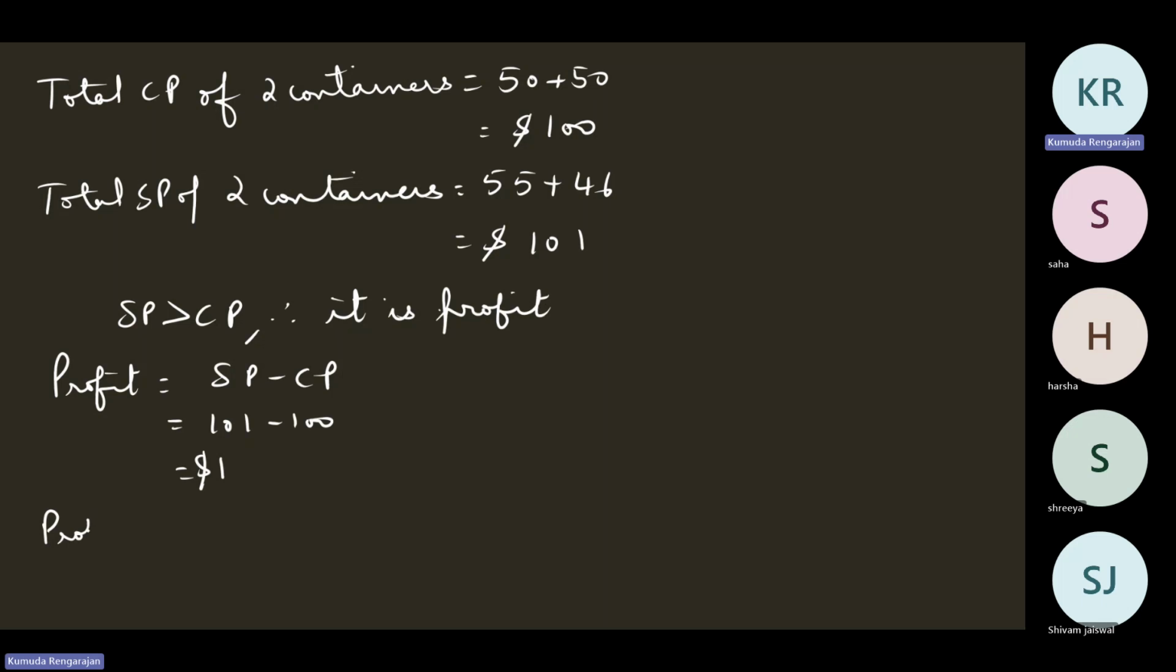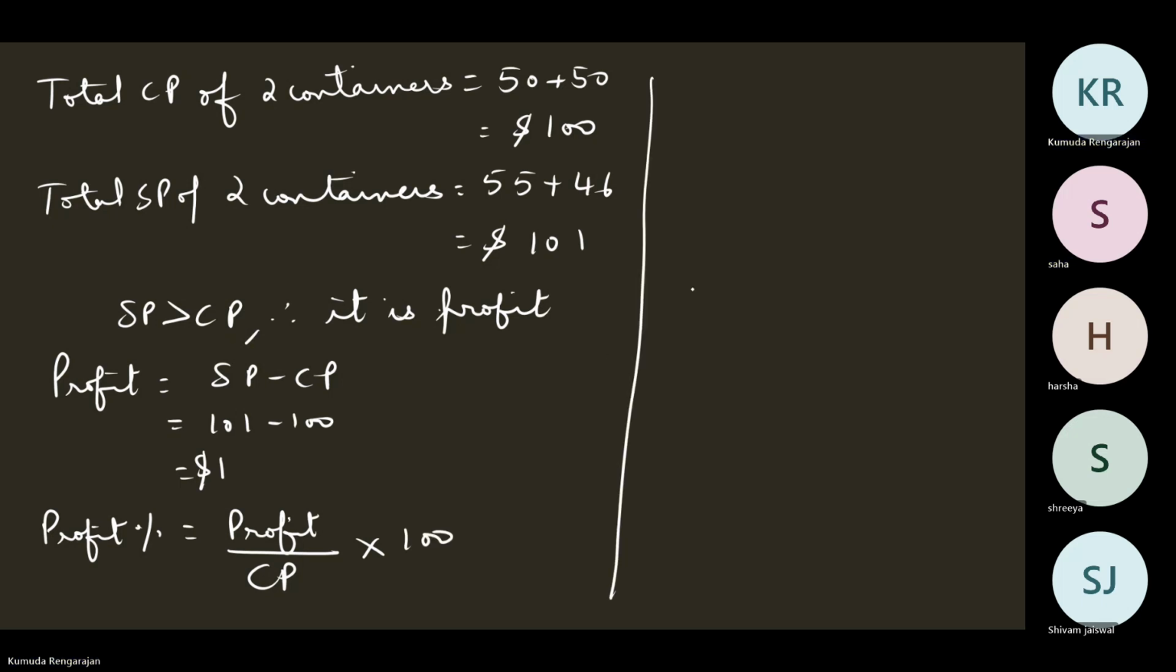So profit percent, what's the formula? Profit by CP into 100. We have to find the overall profit or loss percent. It's a profit, so we find the profit percent: profit by CP into 100. Profit is 1 rupee by CP, which is 100, into 100. That is 1%.